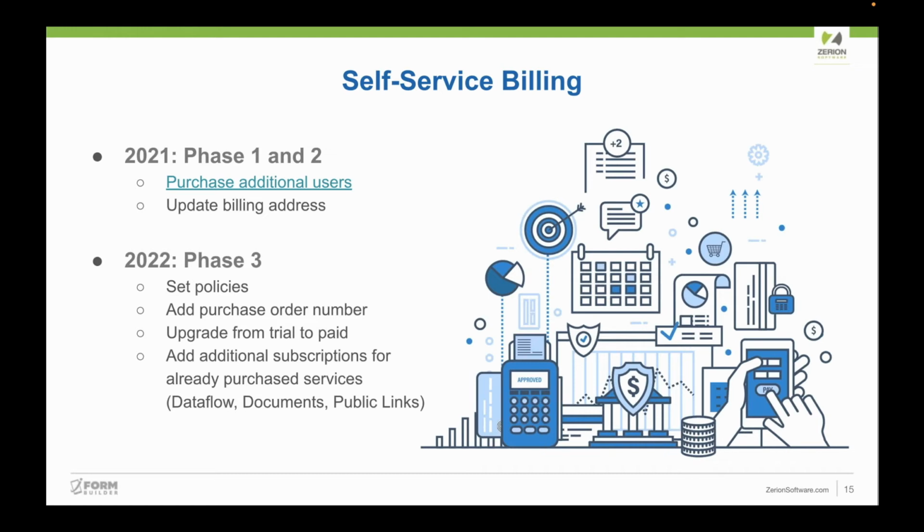We're also looking to add a field where people can put in their PO numbers. We know we have a lot of customers that require POs in order to make purchases, so we're going to add that in. And then also the ability to upgrade from a trial to a paid account seamlessly, so that, again, it can happen in real time.